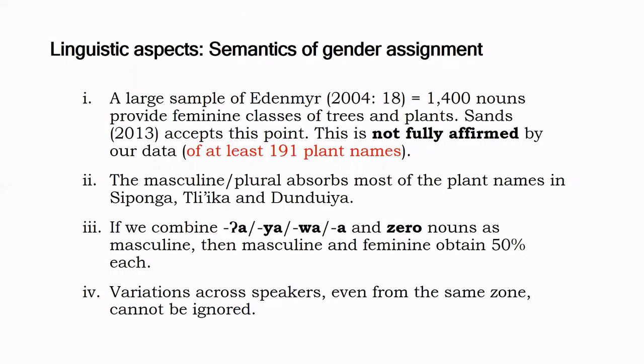Maybe I should avoid this slide about the claims made by Edenmere and Bonsans. Of course, I mentioned it. There are variations across plants, and the pairing, the BE or PE or CO or without CO is indeed, it looks to me, speaker-oriented or informant-oriented, and even informants would not agree whether it is BE or PE.